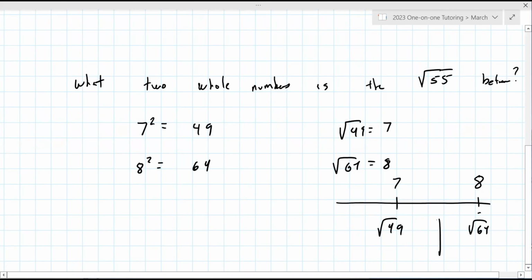The square root of 55 is somewhere in the middle. Would you agree? Yes. So which two whole numbers does it fall between? 7 and 8. Good. So that's what I was trying to get you to answer. The answer I was looking for is 7 and 8.